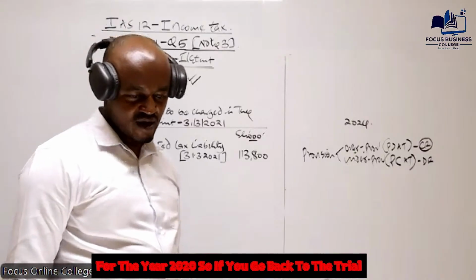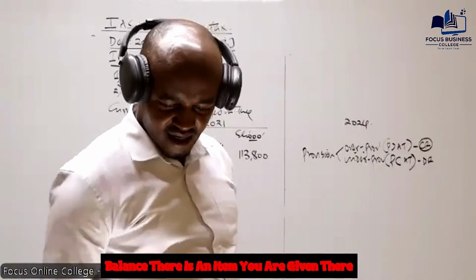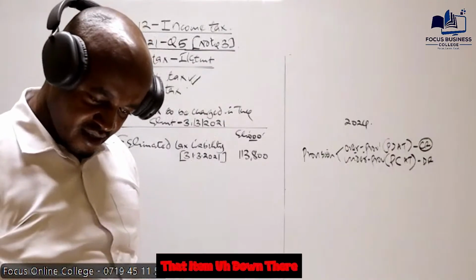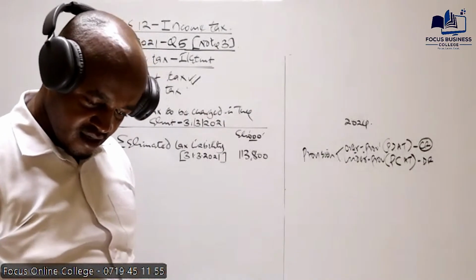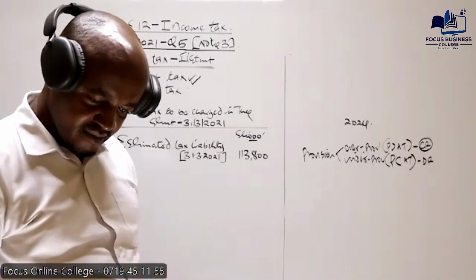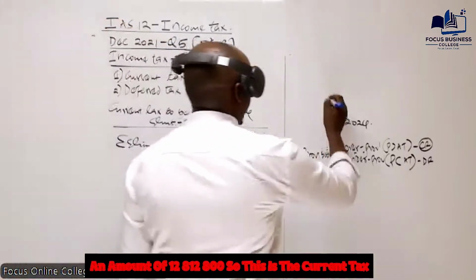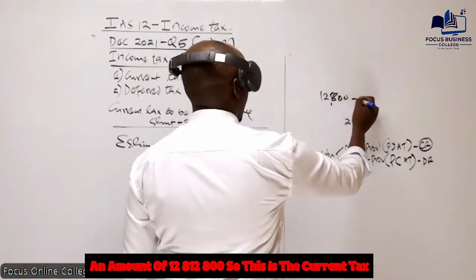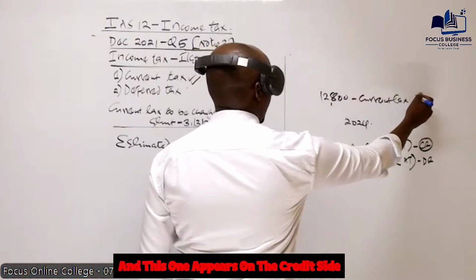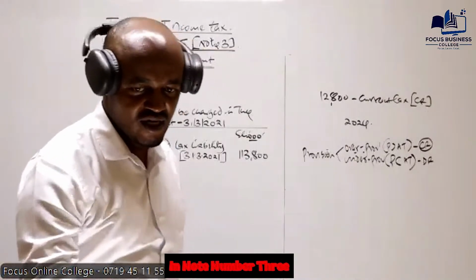So if you go back to the trial balance, can we go back to the trial balance? In the trial balance, there is an item we are given, current tax. I don't know whether you can see that item. That item down there almost at the bottom of the trial balance. So we have current tax, basically an amount which appears on the credit side, an amount of 12,800. So this is the current tax, and this one appears on the credit side of the trial balance. Remember what you're told in note number 3.